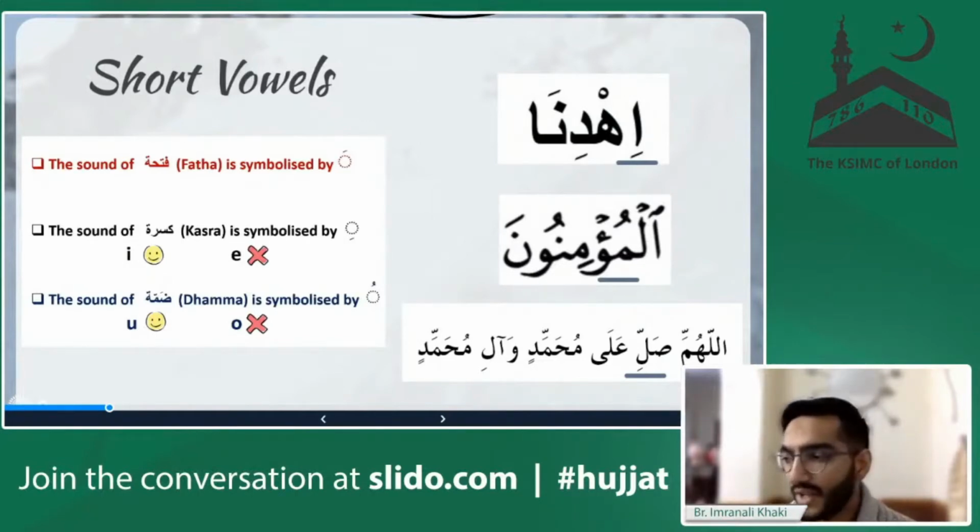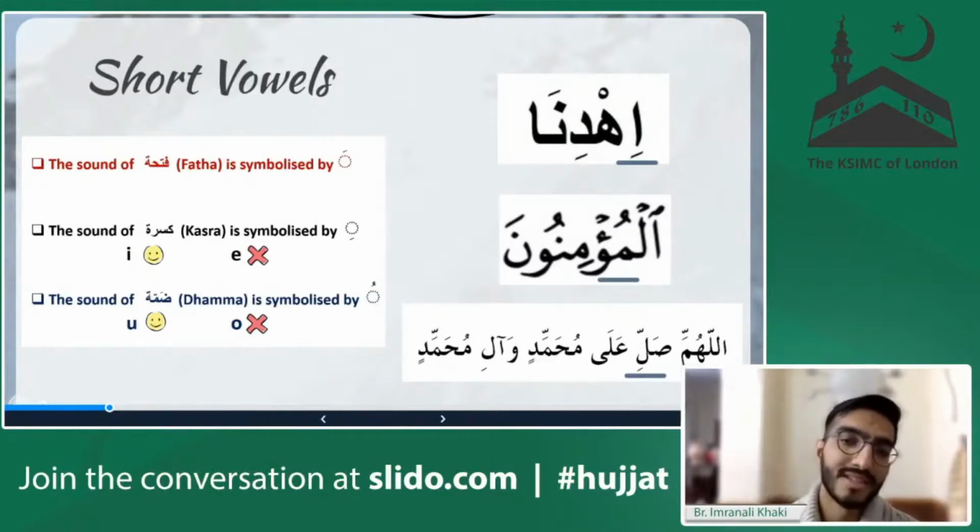And we gave examples: in Surah Al-Fatiha, ihdina, which is with a sharp downward movement instead of ihdina. And similarly with al-mu'minun, a sharp upward movement sound instead of an o. So it's mu instead of mo. And then another example that I didn't give during the lesson, but I thought it would be nice to go through, is the salawat. Allahumma salli ala. It's not salli, it's salli. Allahumma salli ala Muhammad wa ali Muhammad.